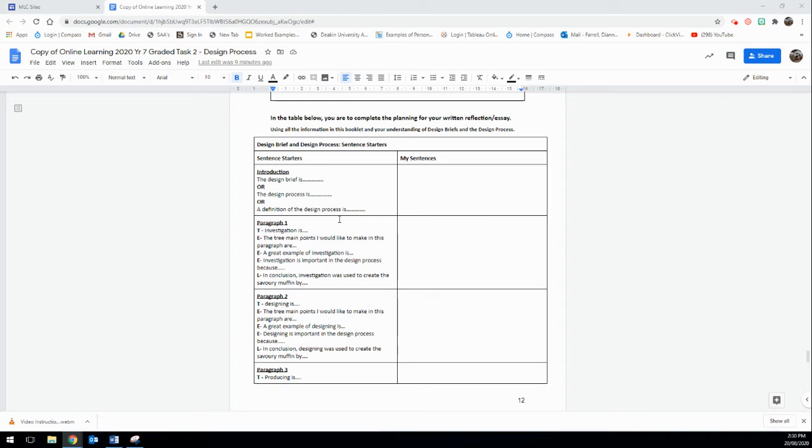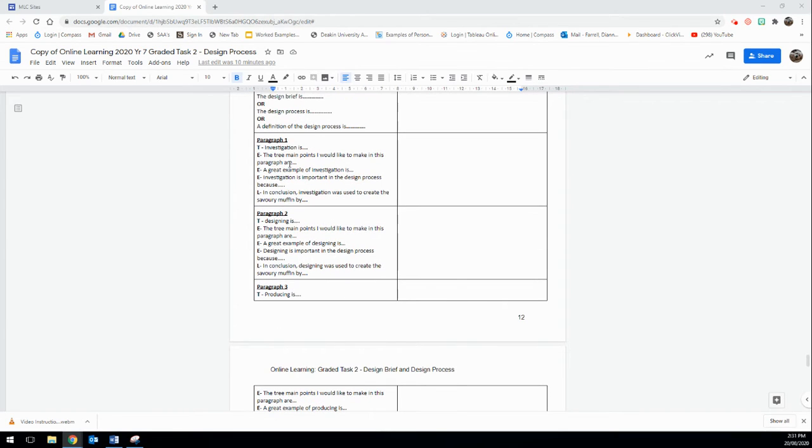Okay, so using sentence starters again, like we did in our last graded task for sensory analysis, we have an introduction and 4 paragraphs and a conclusion. So this table is set up just a little bit differently, and we have introduction, the design brief is, and then you would finish your sentence here. The design process is, and you would finish your sentence here, or a definition of the design process is, and you can use any one of those. Then you're going to move down to paragraph 1.